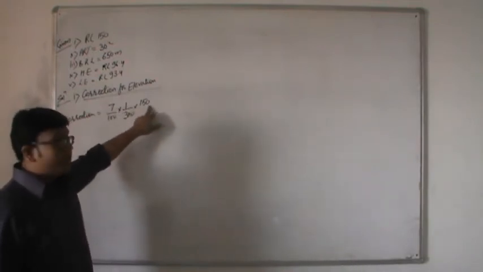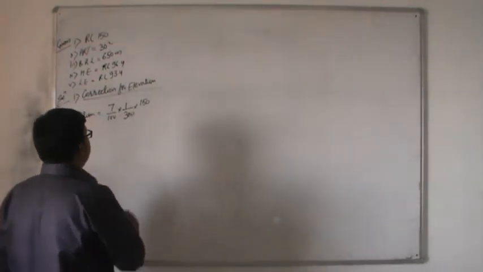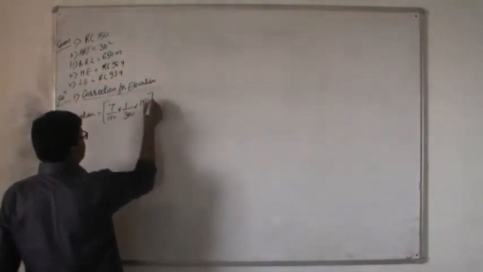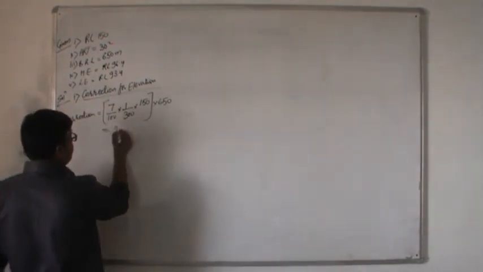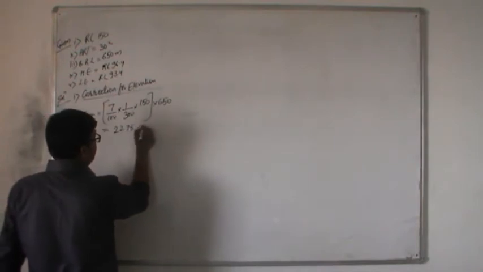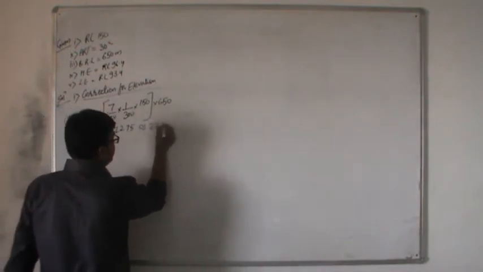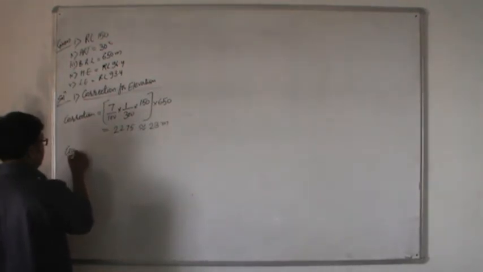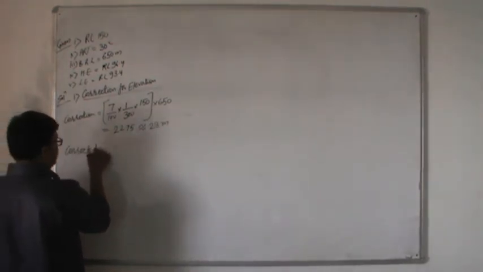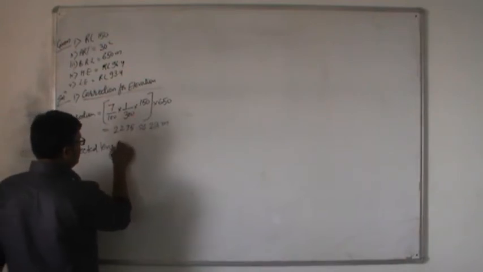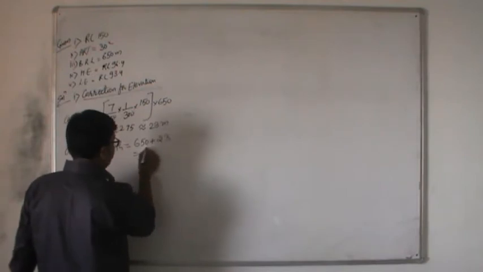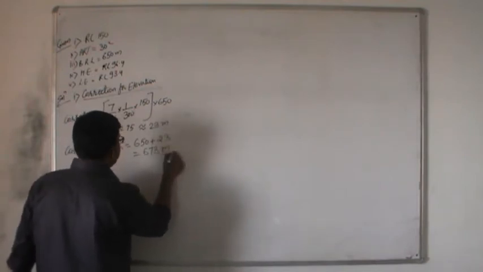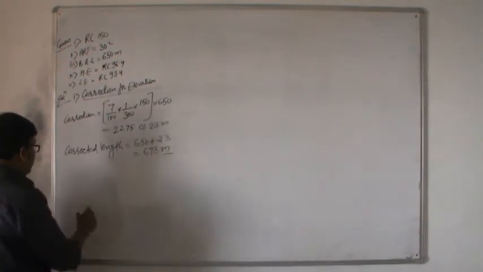So here we are finding the correction for 150 meters. The runway length needs to be increased, so it will be multiplied by 650. We will get this as 22.75. This will be taken as 23 meters. Therefore, the corrected length will be 650 plus 23 equals 673 meters. This is after applying the correction for elevation. Now we will go for the second one, that is the correction for temperature.